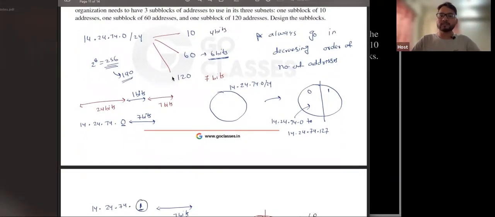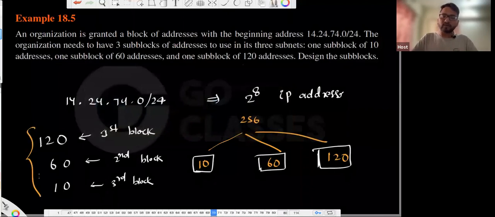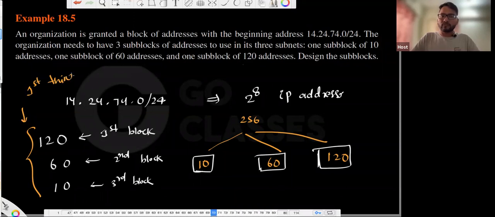So let's suppose that you need 120. The first thing to note here is that you have to write in decreasing order. You don't miss it. Okay, if there is a variable size of network, which means one has 10 hosts, one has 60 hosts, or something like this, then you see what is the biggest network. First assign to the biggest network.